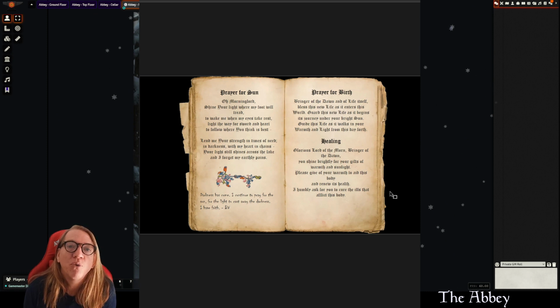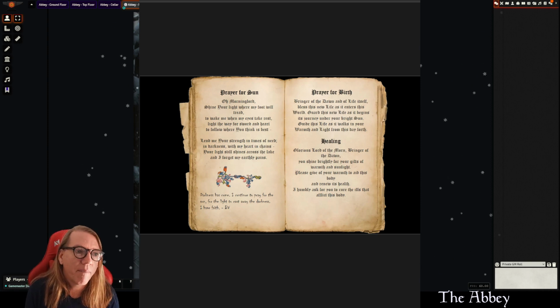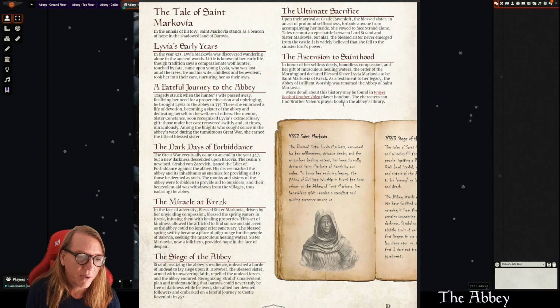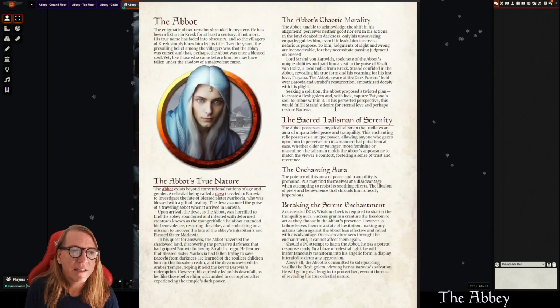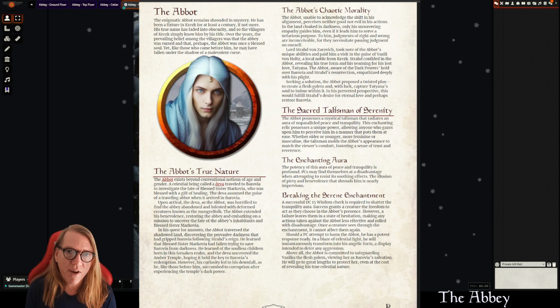So this is a great player handout that really gives them context to this location. It describes who St. Markovia is. Why are there no more sisters or monks in this abbey? A great, amazing player handout, which I think the players will really like. It's one of my favorite handouts, by the way. The next one is about the Abbot, and the Abbot is such an amazing and interesting figure.